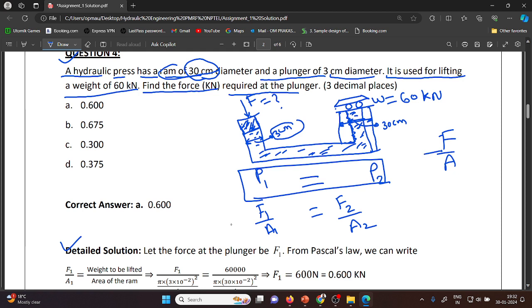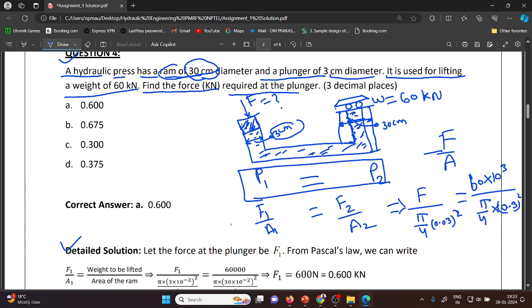Stress is also the force by area, right? Yes, sir. So force is how much you want to calculate, the F. You want to calculate area, which is pi by 4 into d square. 0.03 square, right? And here F2 you know already, that is your 60 kilonewton weight. So I want to put it in Newton. So 3 divided by area, pi by 4 into 0.3 square.